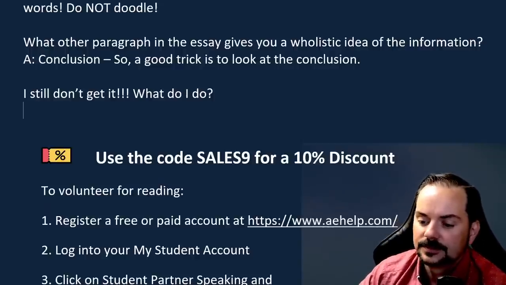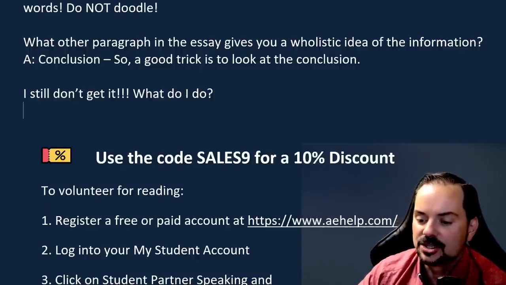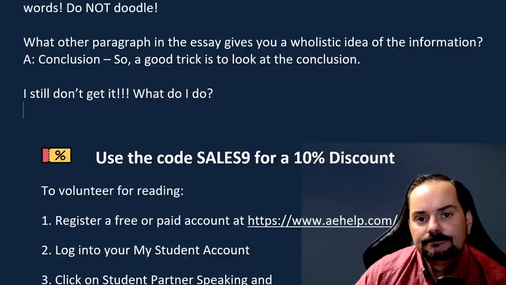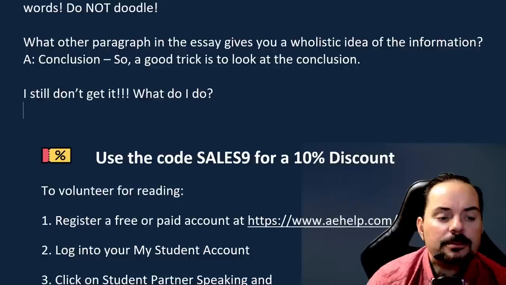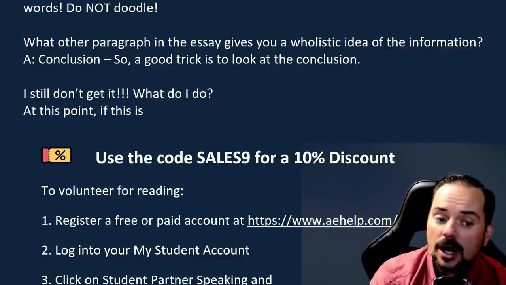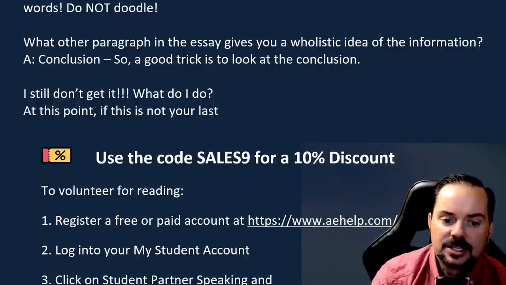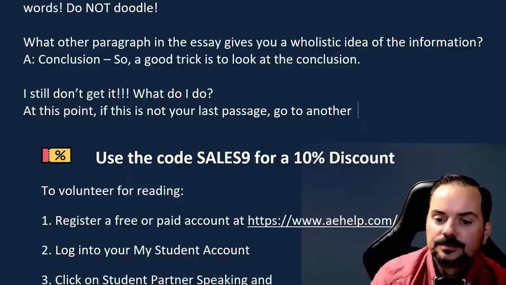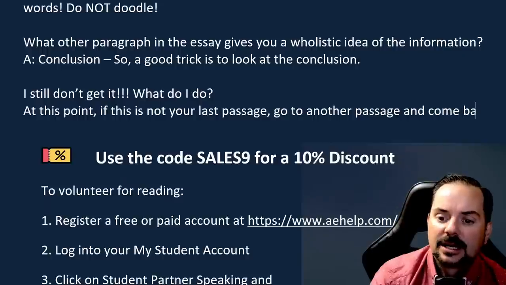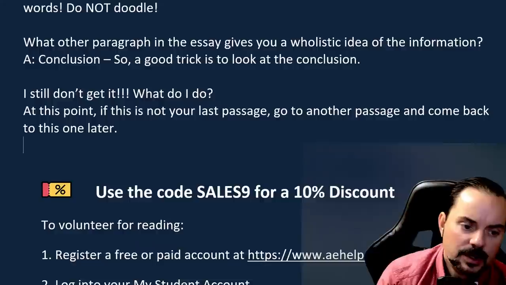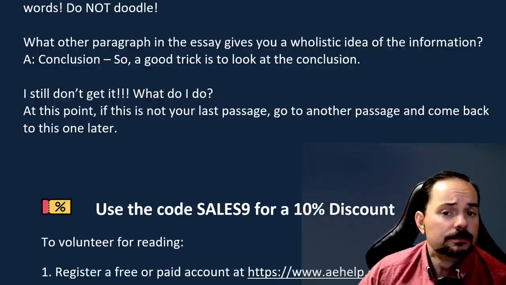Okay. Ask your teacher. You can't ask your teacher. You can't ask the examiner. They can't help you, or the vigilators. Okay. All right. Well, it depends on where you are, but at this point, if this is not obviously your last passage, go to another passage and come back to this one later.